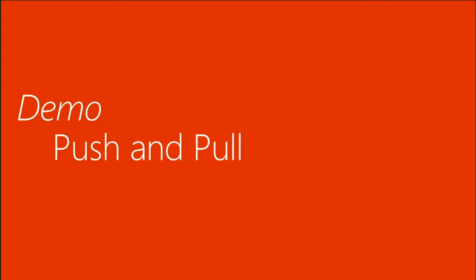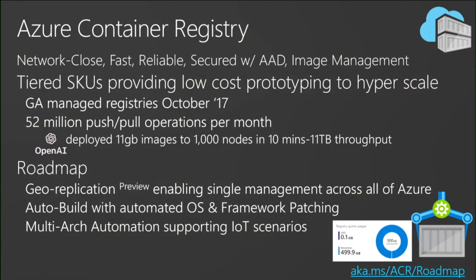So I'll go through these slides pretty quick, but this is some information about the Azure Container Registry. It's going to be GA with managed registries in October. Geo-replication is now in preview, so this allows us to actually replicate all those images all the way around the world. So if you push an image into it, you can enable replication, and it will replicate it all over the world.